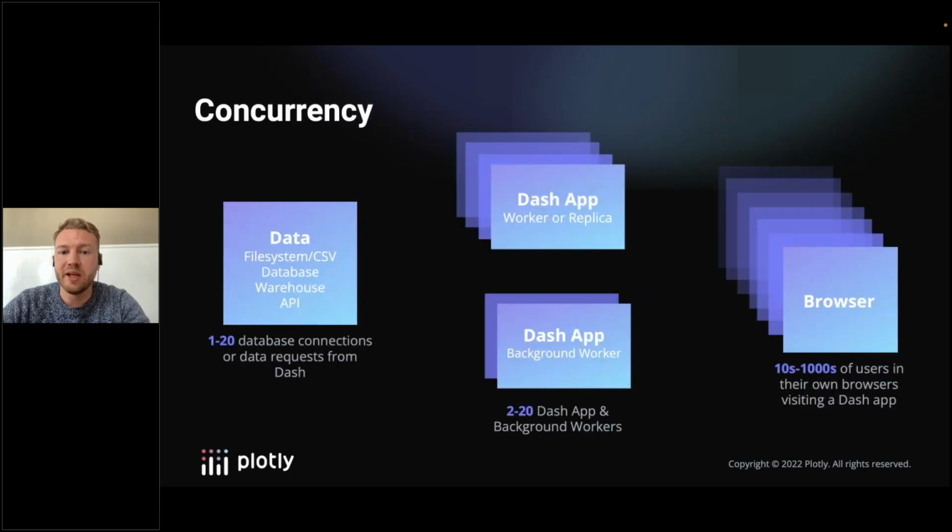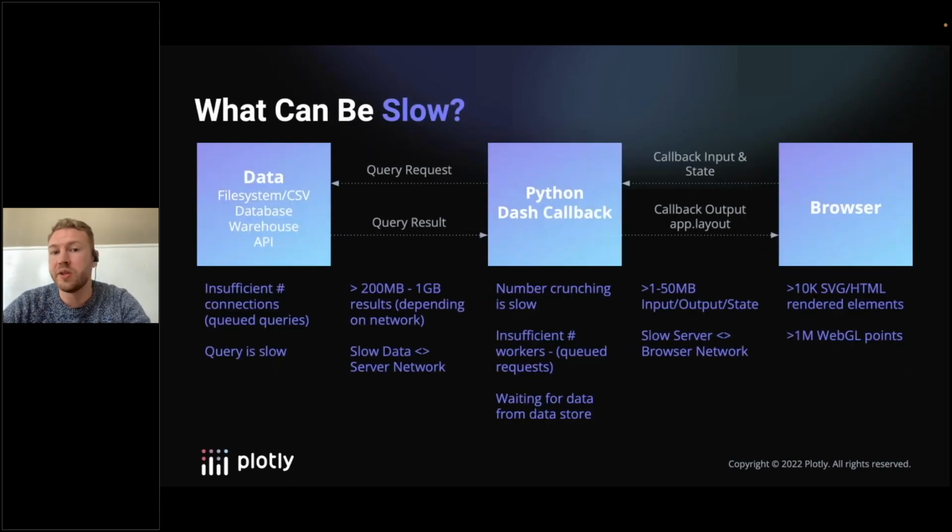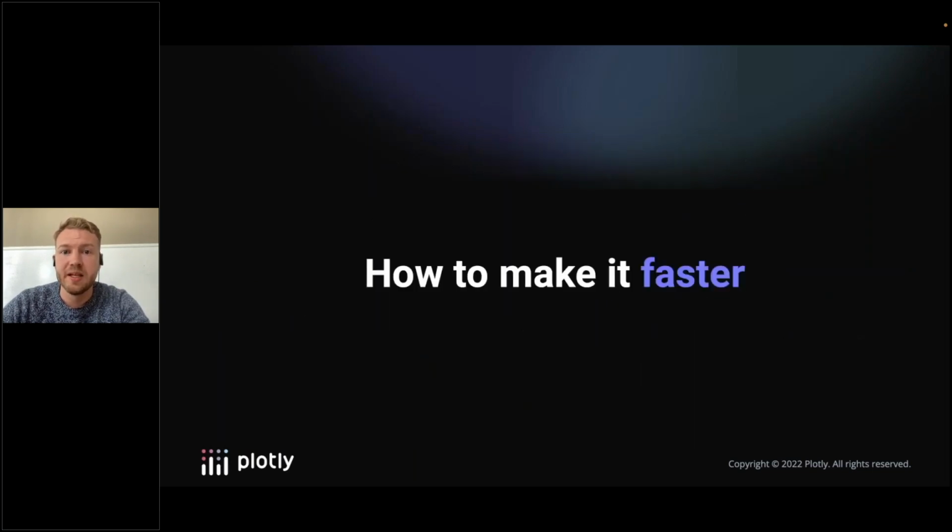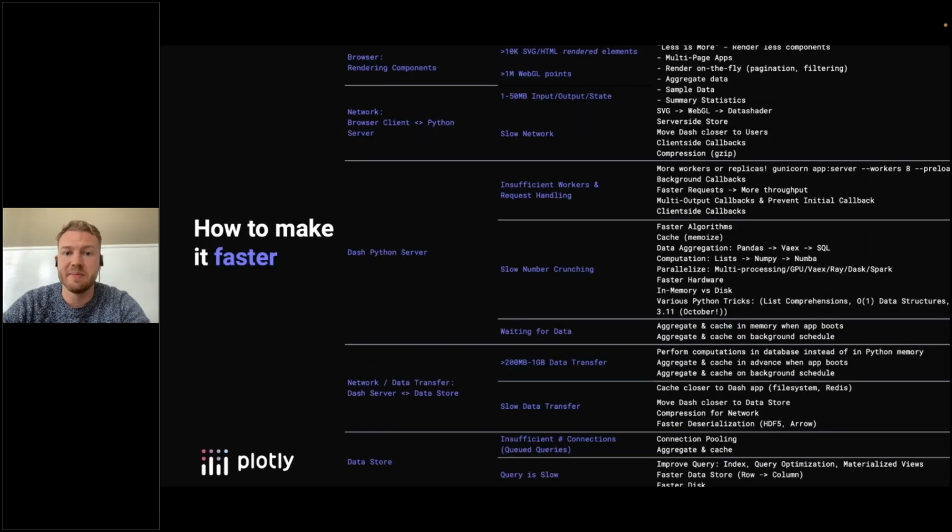So if we think about this architecture, these are the different places that the application can be slow. How can we make it faster? We really have to look at each one of these steps and think about the different ways that we can make this application faster. And there are different solutions for each one of these steps.